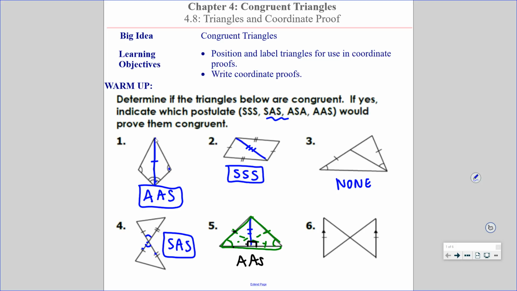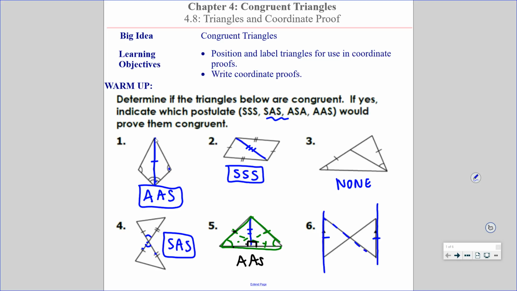Number 6 I really like. So they're showing me I have two congruent sides. There's a couple different answers you could have. The other thing they're showing me is that these lines are parallel, which means we have some alternate interior angles here. Okay, if these lines are parallel, let me extend them.